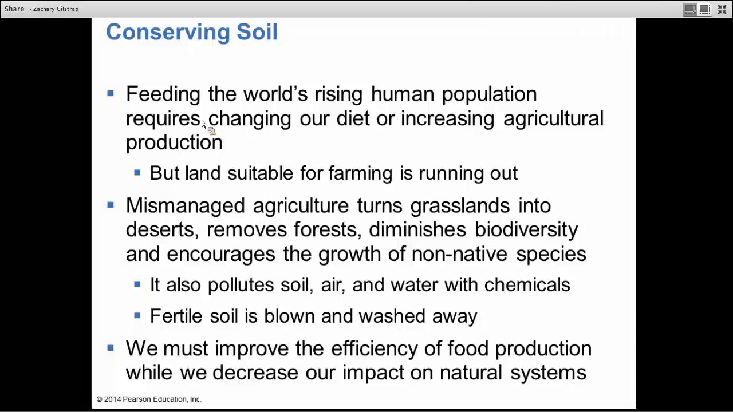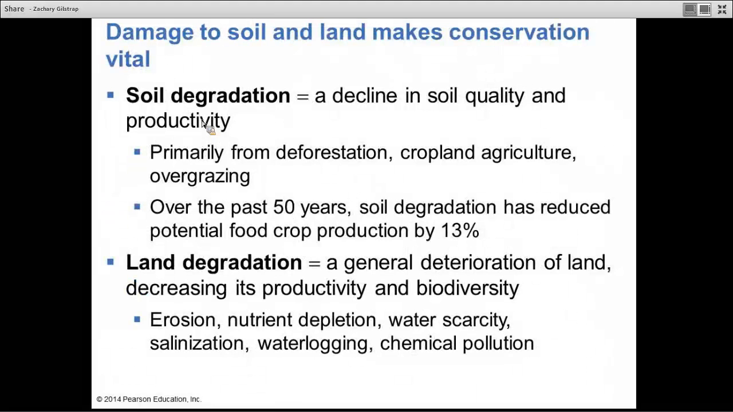Damage to soil and land makes conservation vital. Throughout the world, especially in drier regions, it has become more difficult to raise crops and graze livestock as soils deteriorate in quality and decline in productivity, and this process is termed soil degradation. Soil degradation is central to a broader problem known as land degradation. Land degradation refers to a general deterioration of land that diminishes its productivity and biodiversity and impairs the functions of its ecosystems and reduces the ecosystem services it offers us.